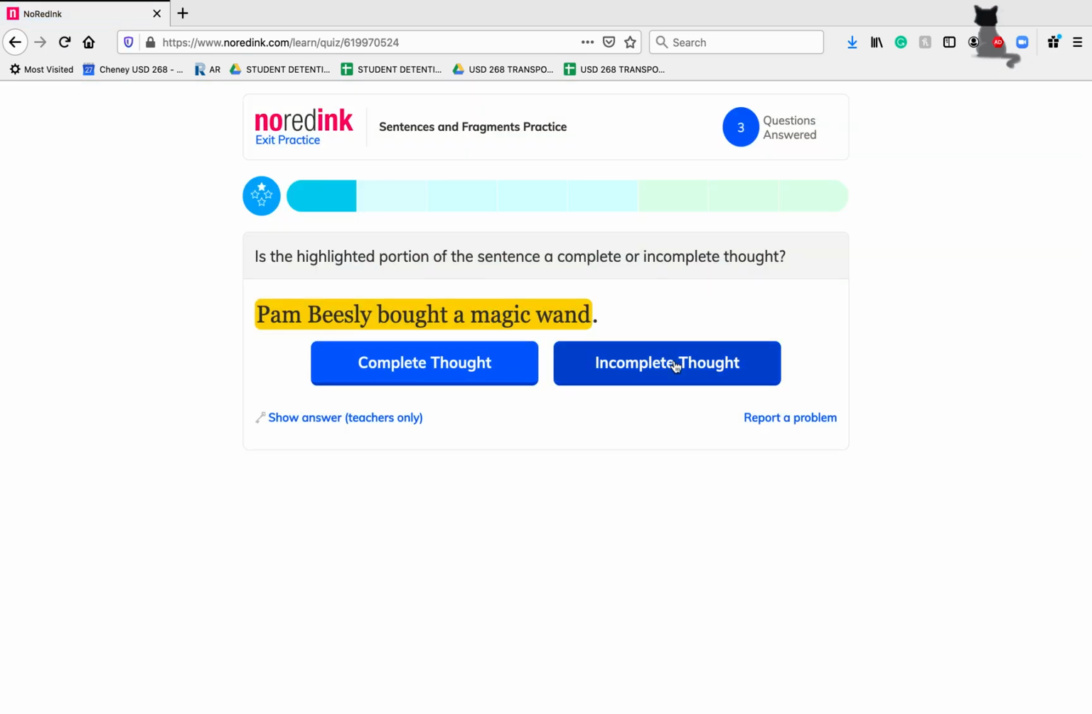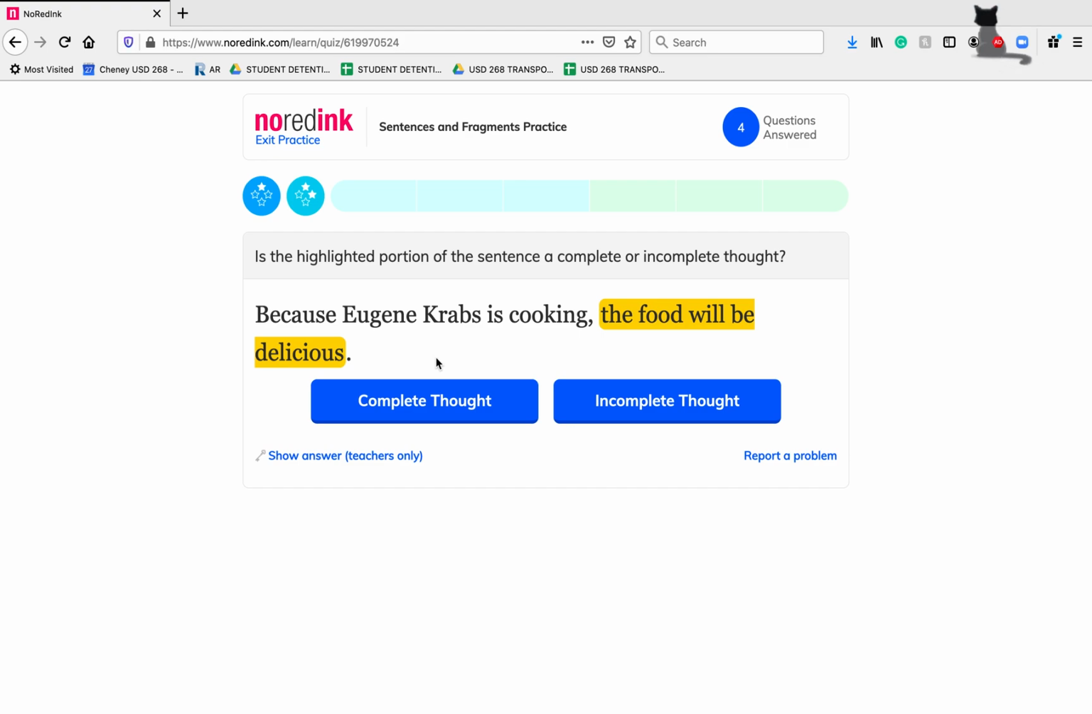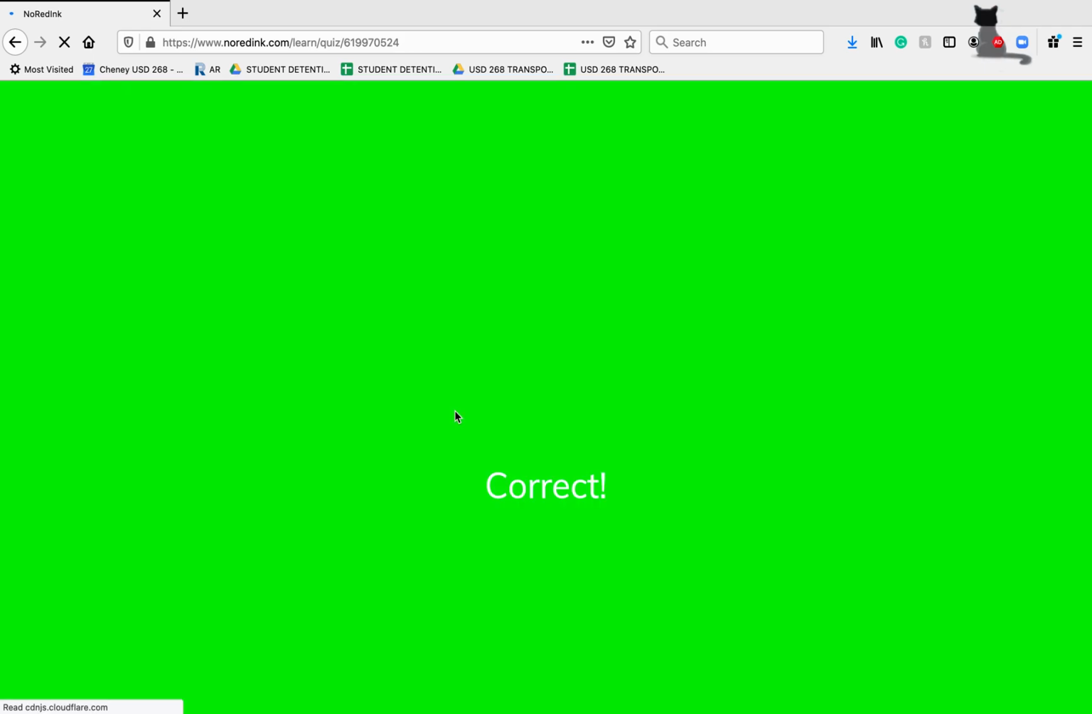"Pam Beasley bought a magic wand." This is a complete thought. We have our subject and our verb. "The food will be delicious" is a complete thought. We have our subject and our verb. Now, if you look, "because Eugene Krabs is cooking" is an incomplete thought. But here in yellow is a complete thought.